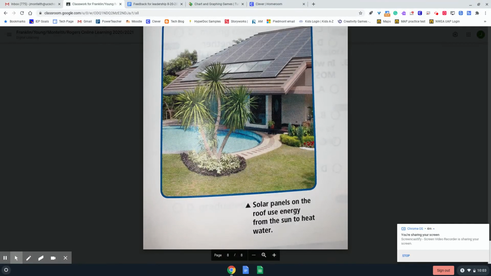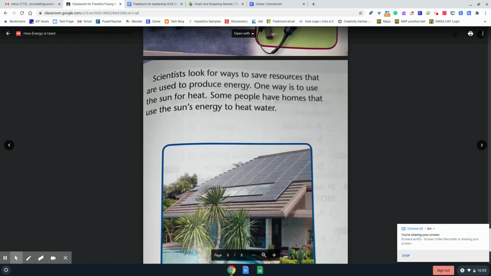Okay, so that is thermal energy and how energy is used. It's really, really cool.